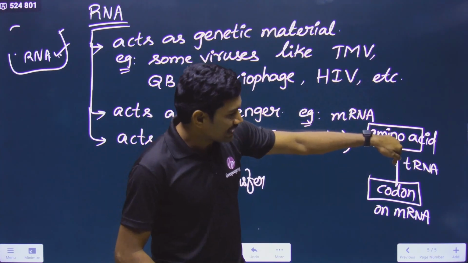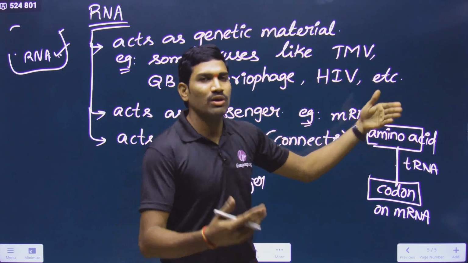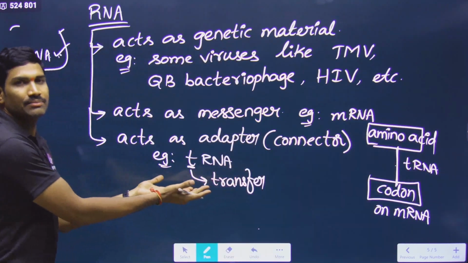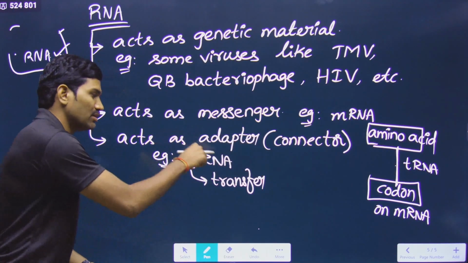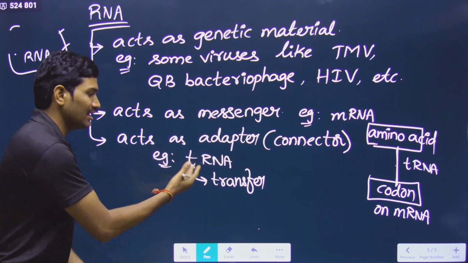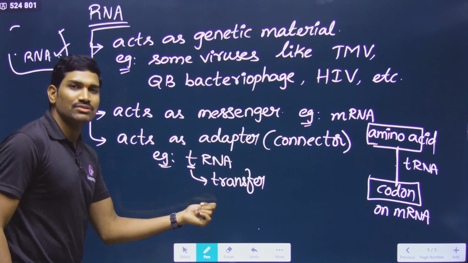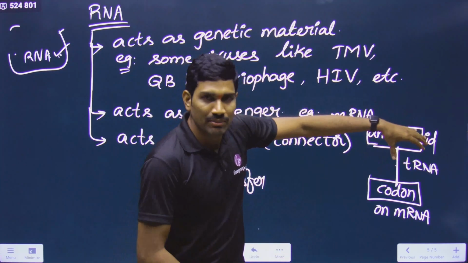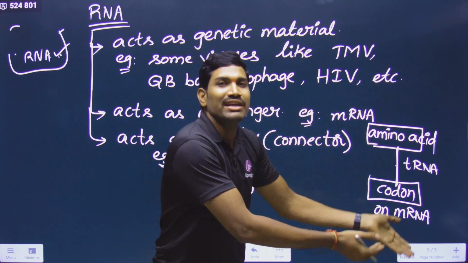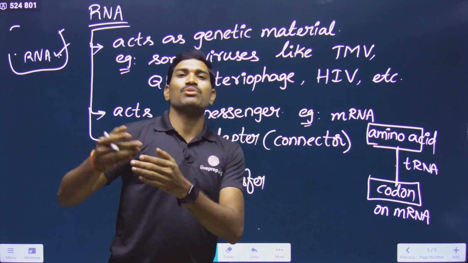So since this RNA is connecting two things, it is called an adapter. That's what we are writing. So RNA can function as an adapter or connector, and specifically that form is tRNA, called transfer RNA. Why is it called transfer? See, it is attached to an amino acid. That means by attaching to an amino acid, it is transferring amino acids for protein synthesis.